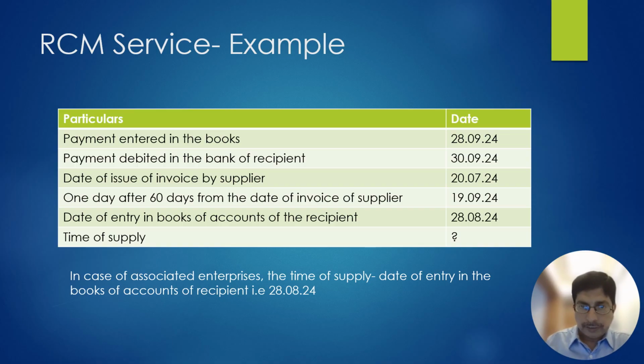So in this example, what is the date? 28 August is the date when the entry is made of the receipt of service in the recipient's books. So that is the earlier date. Therefore, that is the date for time of supply. That is only in case of associated enterprise, not in case of normal transactions. Otherwise it is 19th September. Okay.